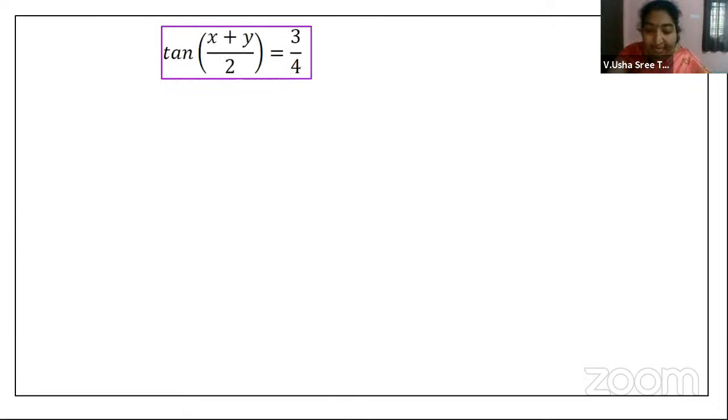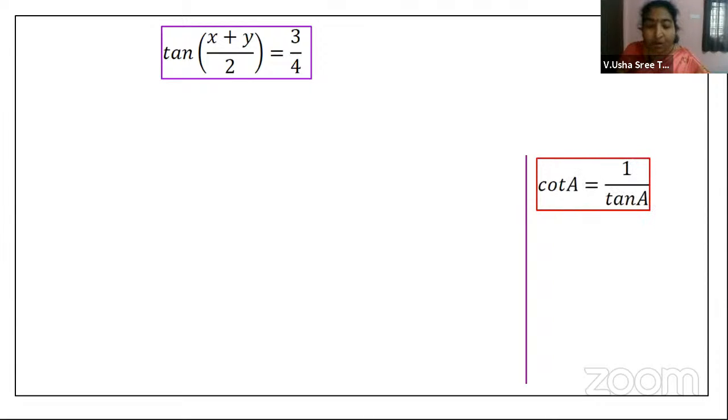Then we'll go with the second part of the problem. Just now we have deduced that tan of (x plus y) by 2 is equal to 3 by 4. So we have a formula for calculating cot from tan, isn't it? So cot A is what? Cot A is 1 by tan A. So cot of (x plus y) by 2 is nothing but 4 by 3, the reciprocal of the value we got here for tan. Then we have a formula for cot of (x plus y), children.